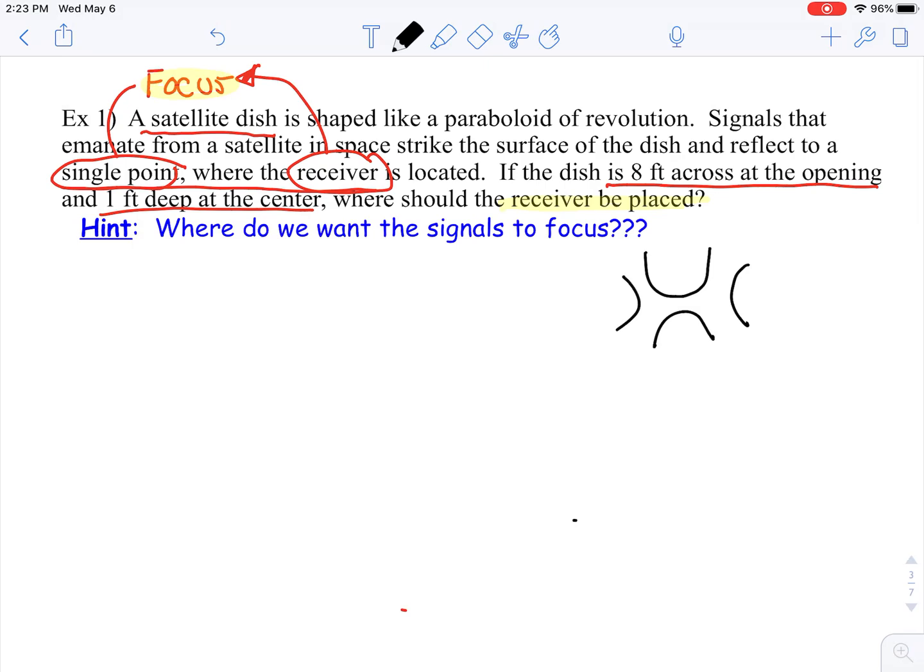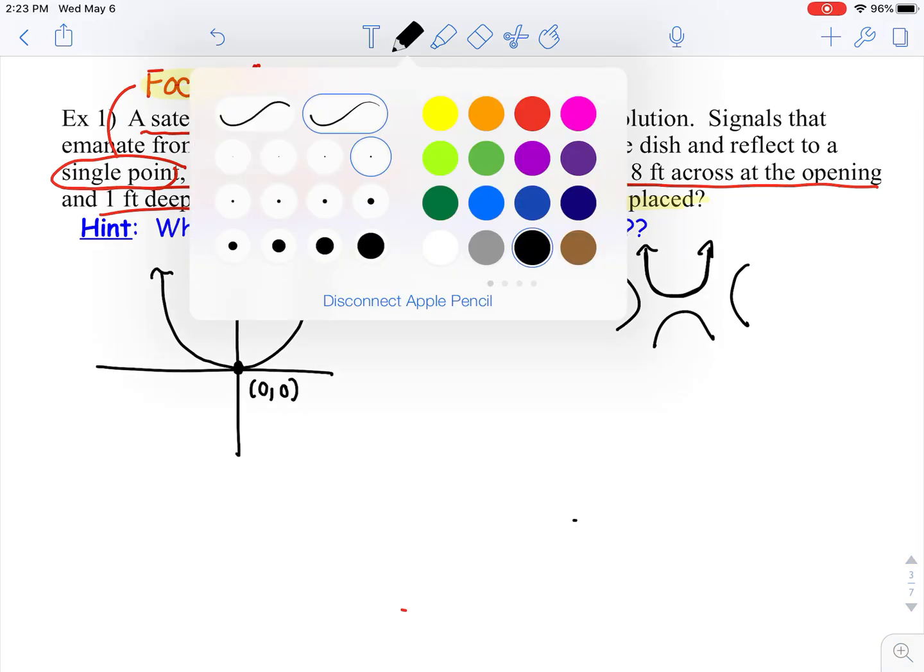Do we want it up? Do we want it down? Do we want it right? Do we want it left? It's totally up to you. For the sake of simplicity, I'm going to draw my parabola opening up, and I'm going to position my parabola so that the vertex is right at the origin, making the numbers that we work with a little bit easier.